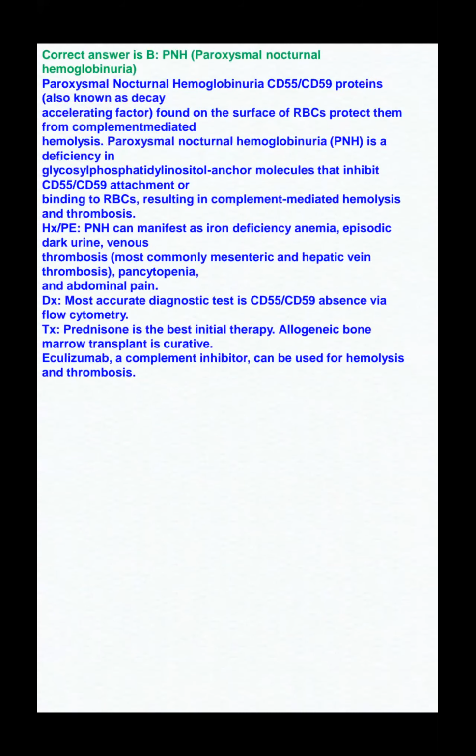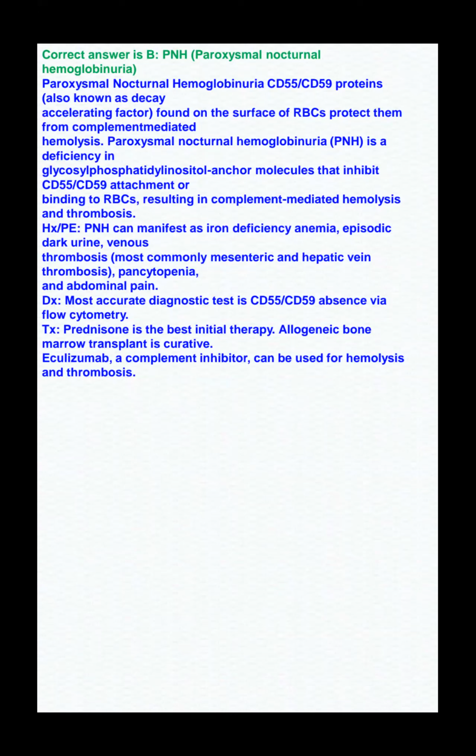So PNH, paroxysmal nocturnal hemoglobinuria. Dr. Nandini nicely discussed that in paroxysmal nocturnal hemoglobinuria, CD55, the protein known as decay accelerating factor found on the surface of RBCs, protects them from complement-mediated hemolysis. So remember, paroxysmal nocturnal hemoglobinuria is a deficiency of the glycosylphosphatidylinositol anchor molecule. Remember CD55 and CD59 deficiency.